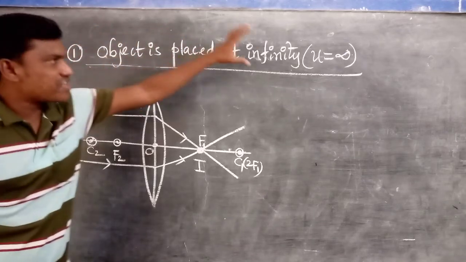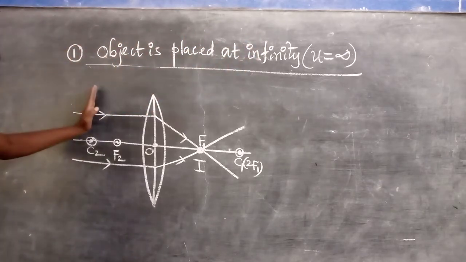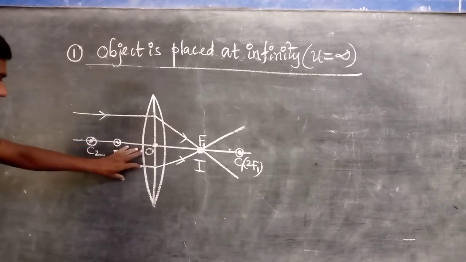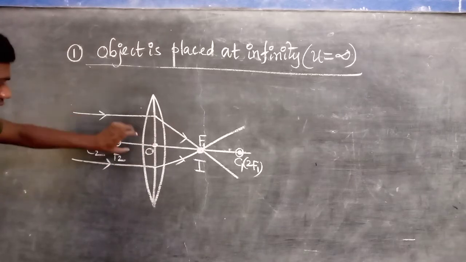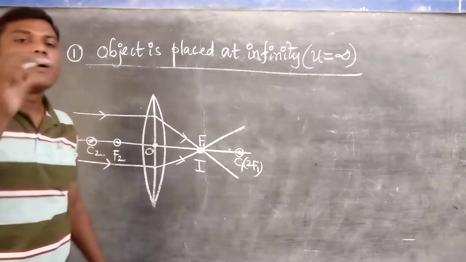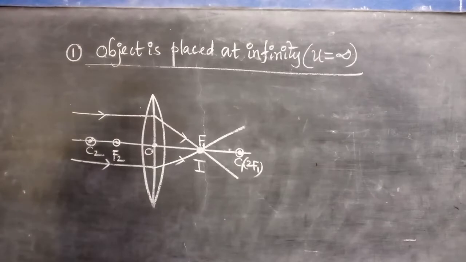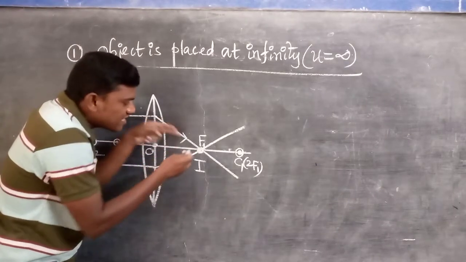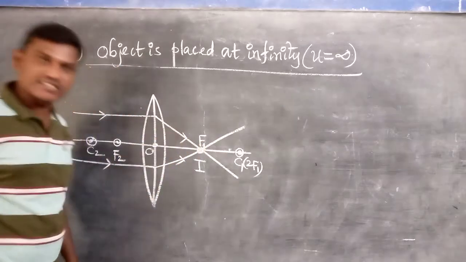The object is placed at infinity. The rays coming from the object must be parallel to the principal axis. That's why the incident ray is parallel to the principal axis. After the refraction, it must pass through the principal focus on the other side. Here you are observing that after the refraction, the two rays really meet at this point. Is it correct or not?